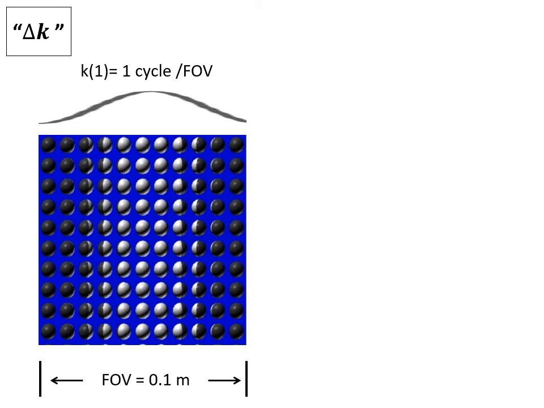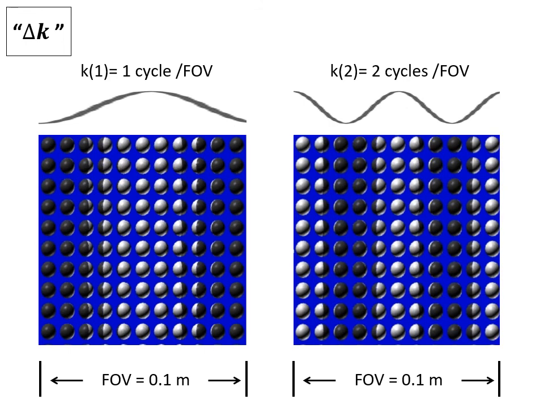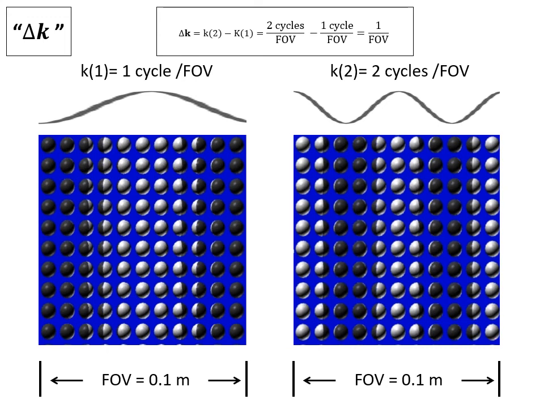Here we have a field of view of 0.1 meters in the x direction, and we have one full cycle in phase distribution from the left-hand side of the image to the right-hand side of the image. So it's one full cycle per field of view. In this example, we have two full cycles of black-white variation over the field of view. If we subtract one from the other, one has two cycles per field of view, and the other is one cycle per field of view. So we can see delta K is 1 over the field of view.